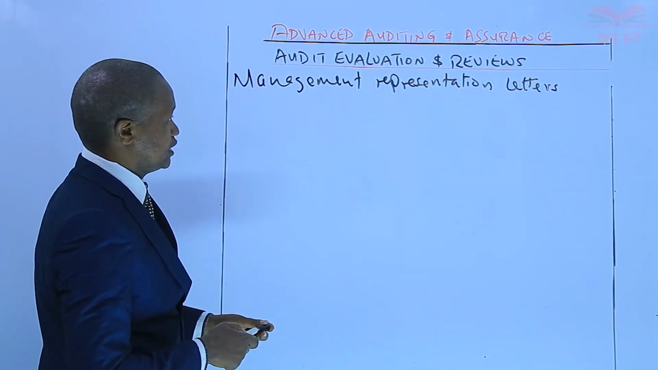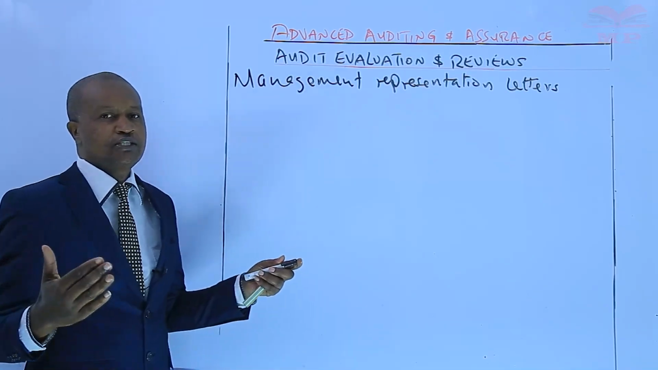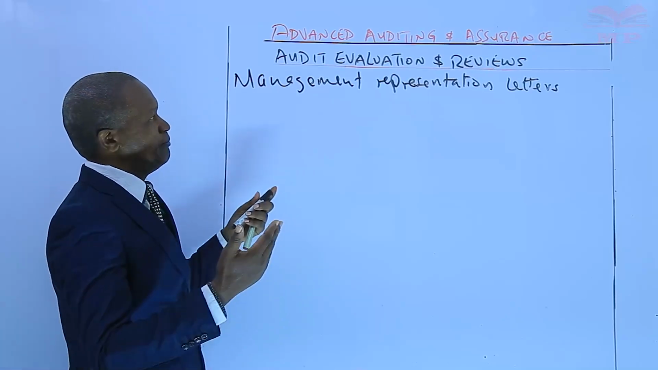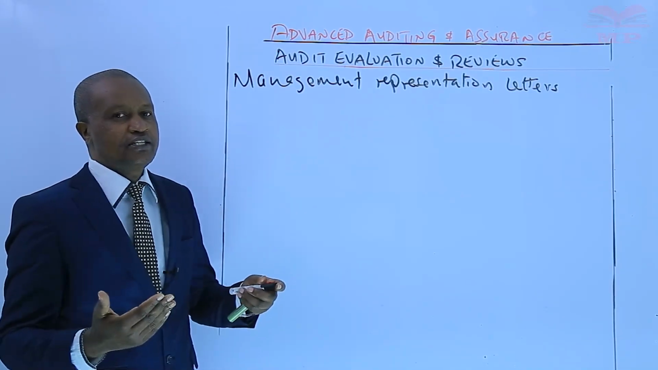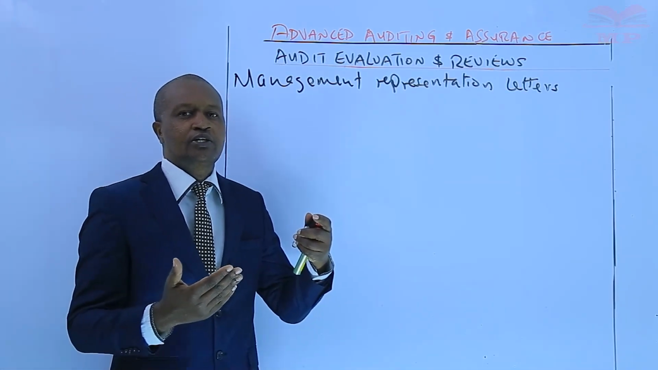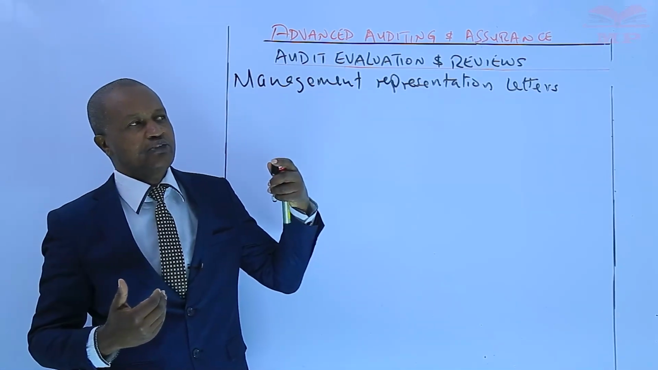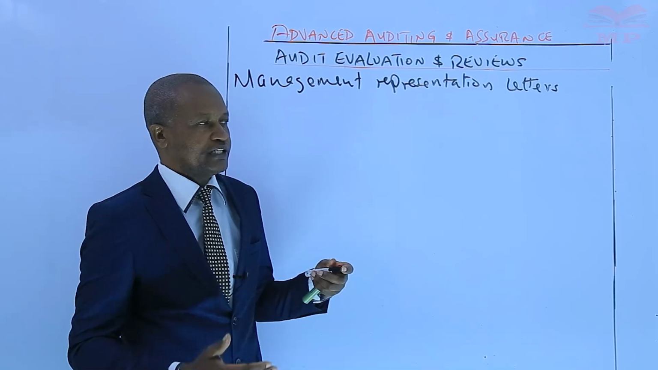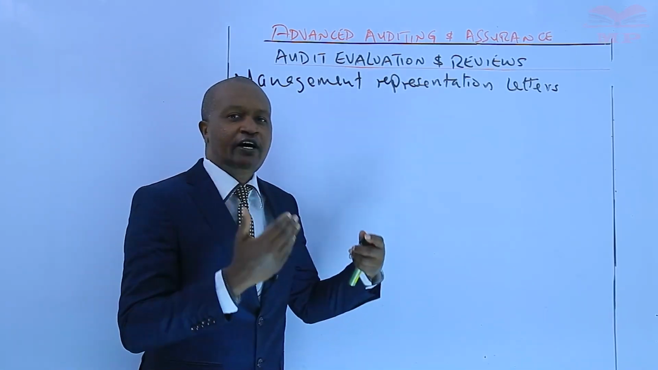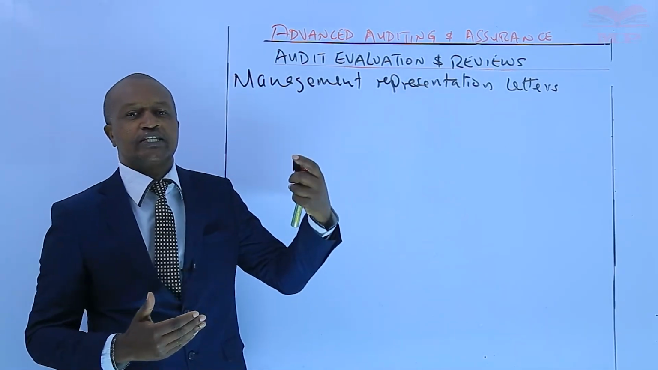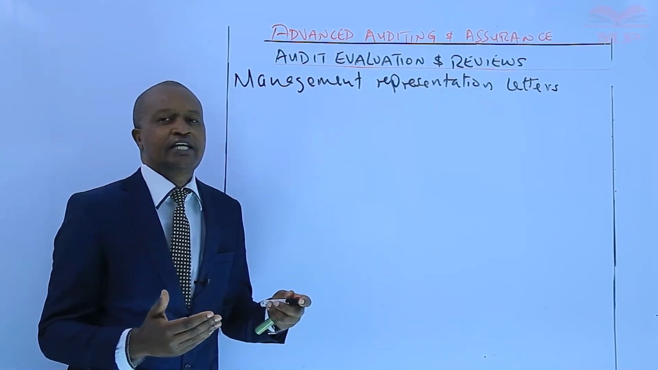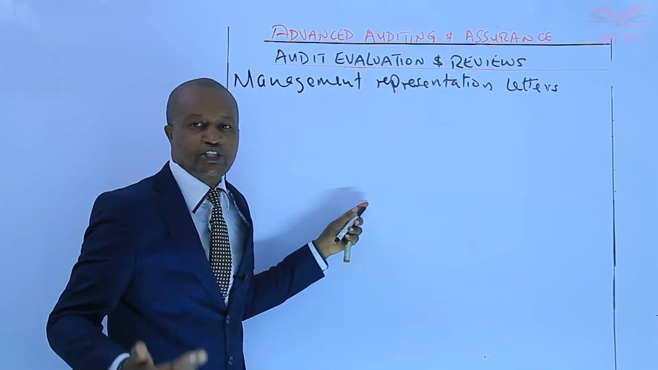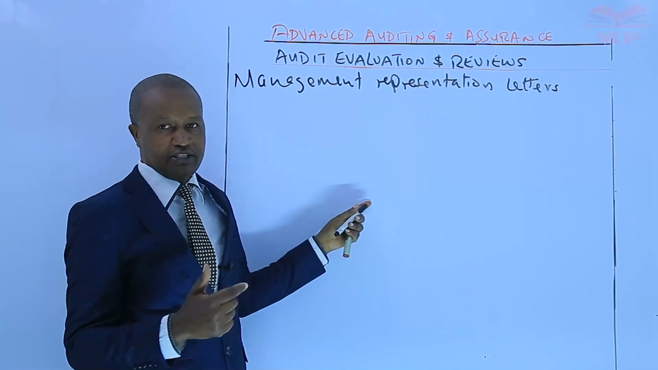By the end of the lesson, we should be able to identify some of the key points to consider when drafting a management representation letter. And candidates, a management representation letter is a formal letter that is prepared by management of the audited firm, or what we call an auditee, addressed to the auditors. The purpose of this letter is to confirm and acknowledge the management's responsibilities and representations made during the audit engagement.